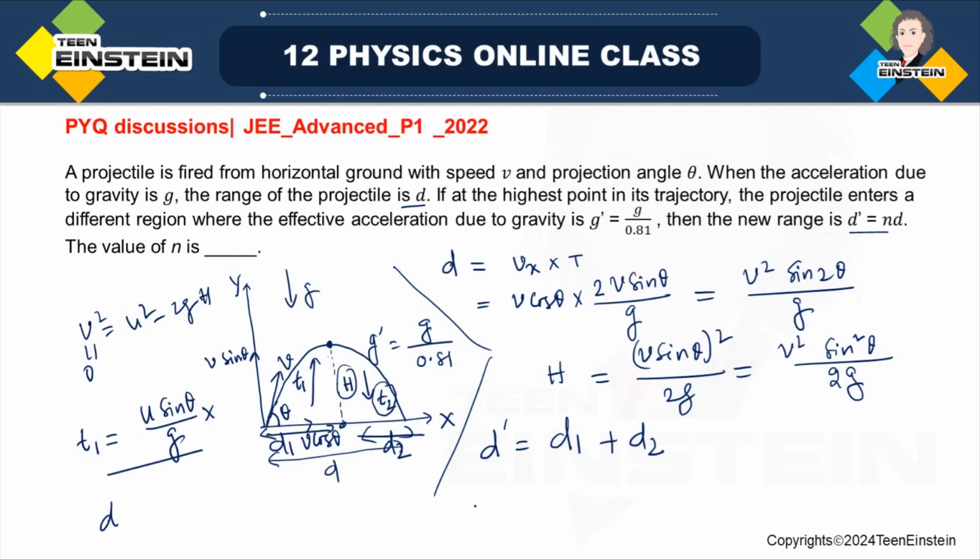So d1 I can find out, d1 will be u sin theta by g into u cos theta.